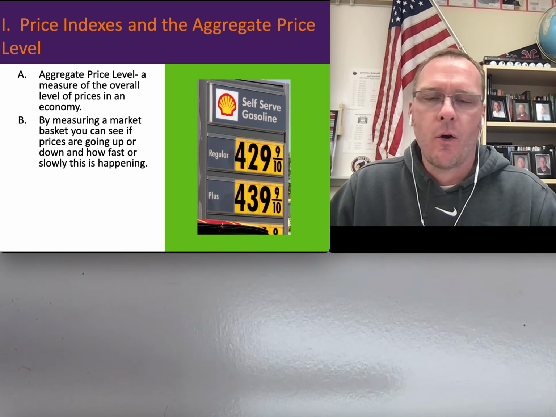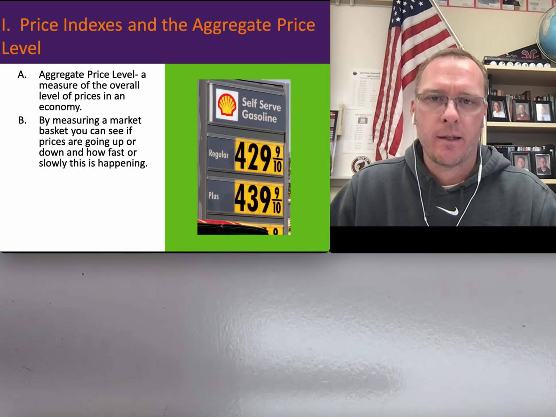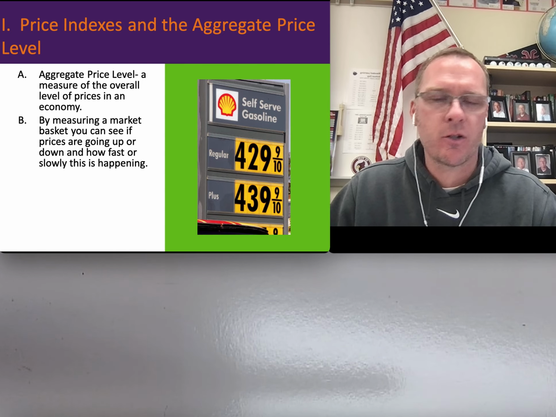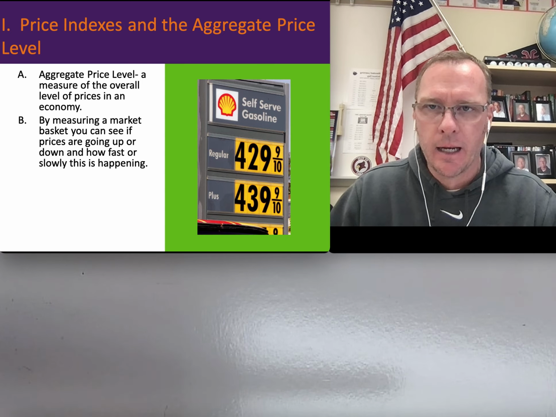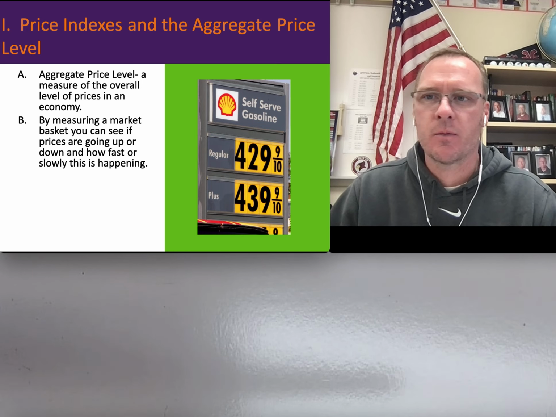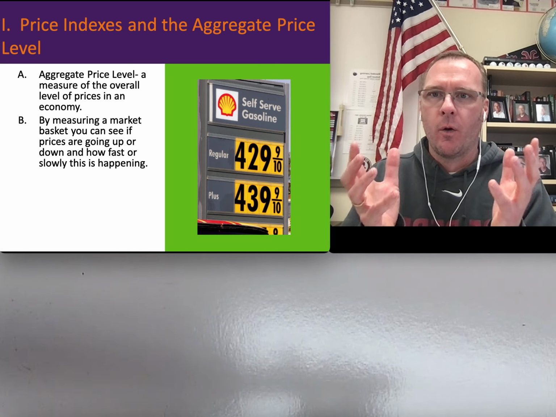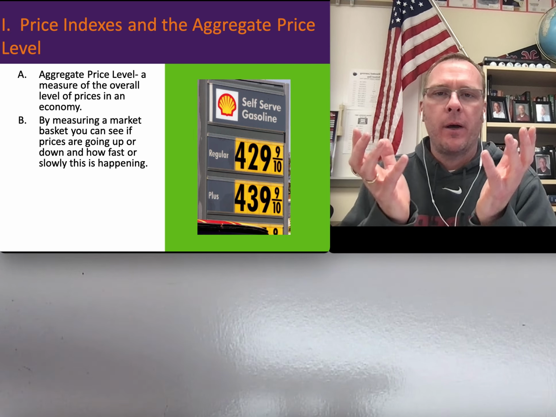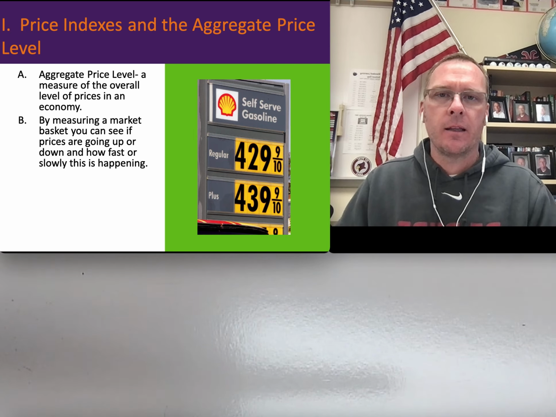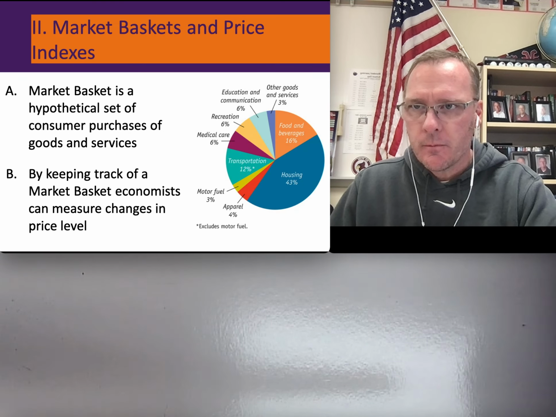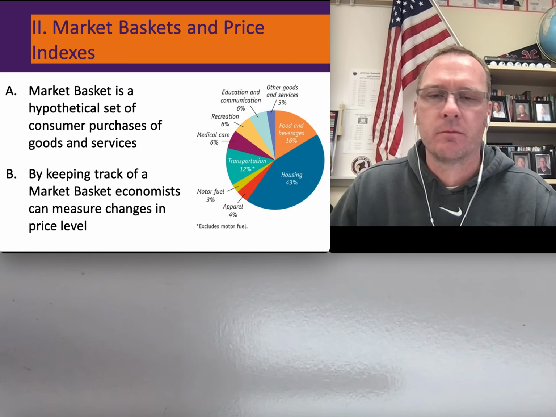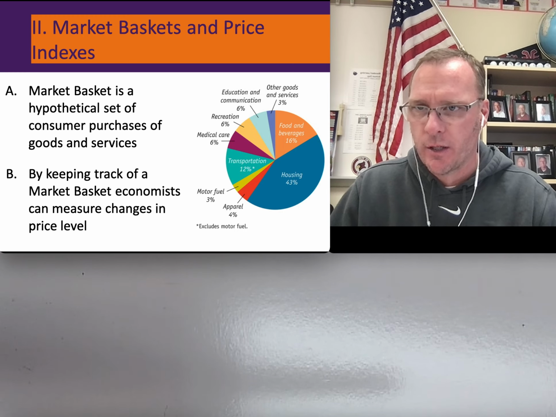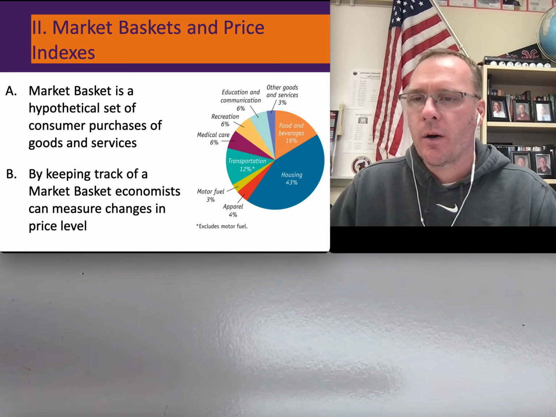The first thing you gotta know is we gotta look at these aggregate price levels. An aggregate price level is just a measure of the overall price level in an economy. As you're measuring this, the market basket is what we're gonna use, and we're gonna see how much prices go up or down in this particular market basket. A market basket is just a hypothetical set of stuff that consumers purchase. They keep track of these market baskets.